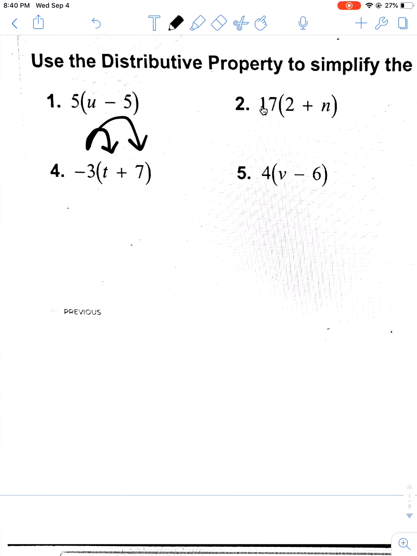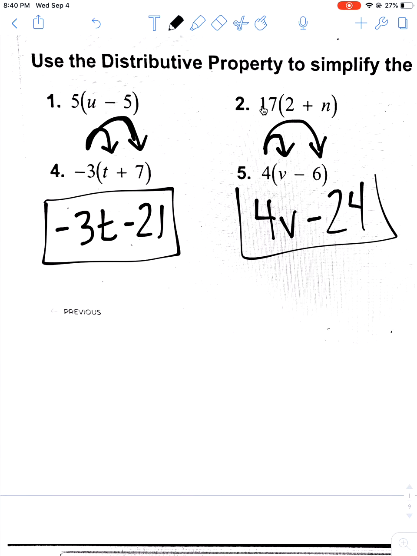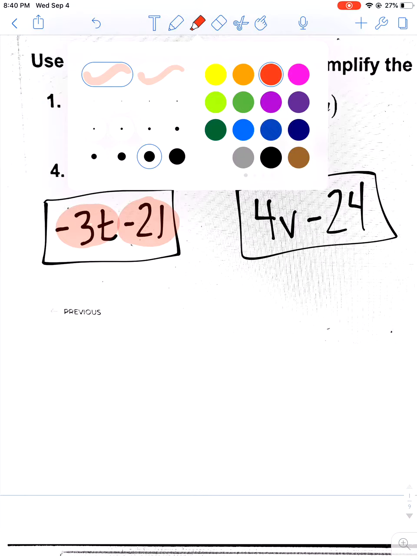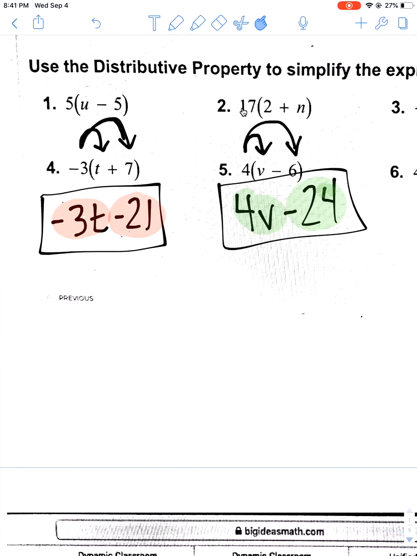So if we look here, we've got negative 3 times t, which is negative 3t. And then we've got negative 3 times 7, which is negative 21. Another example, 4 times v is 4v. 4 times negative 6 is negative 24. Now notice, I cannot combine these. One's got a t, one doesn't. I can't combine these because one's got a v, the other doesn't. So I'm done. I just go ahead and multiply by everything on the inside.